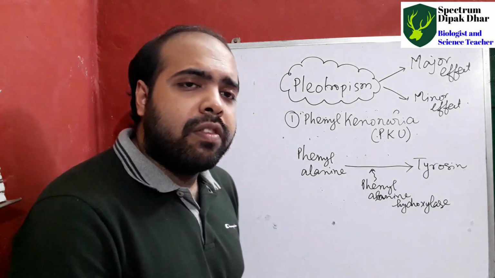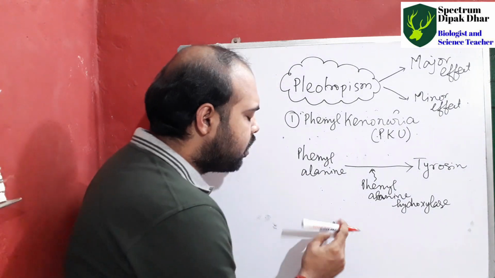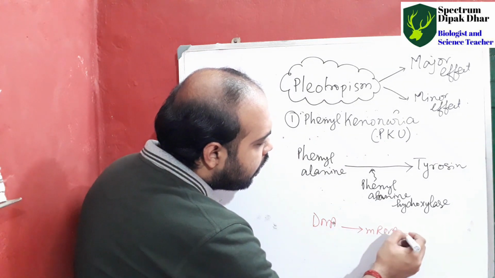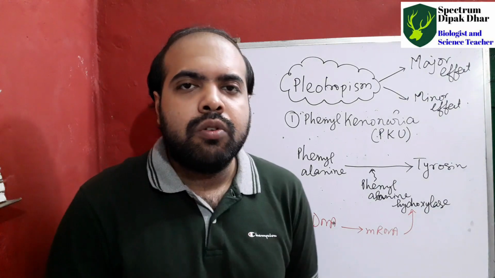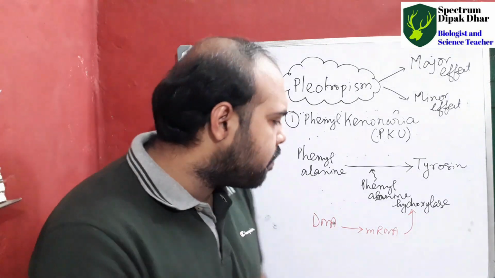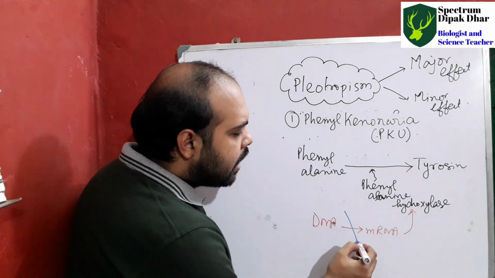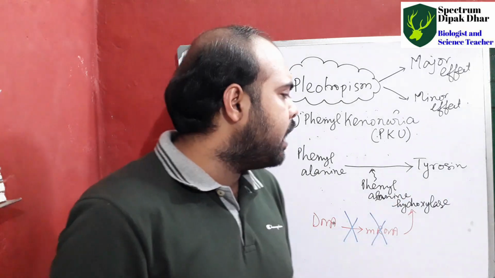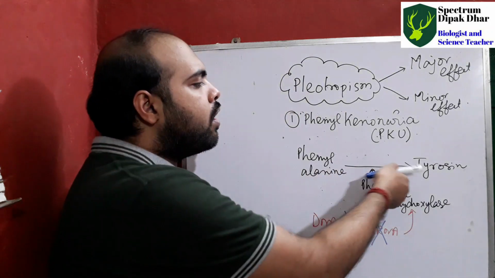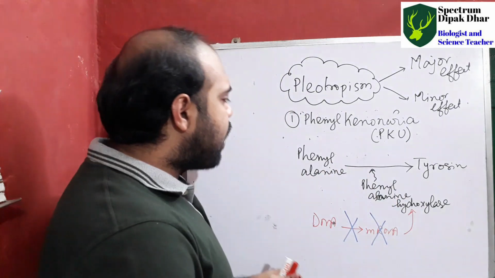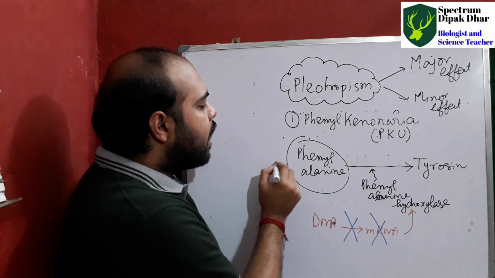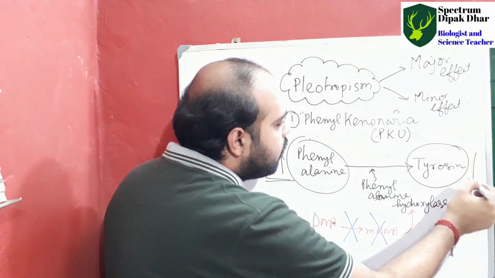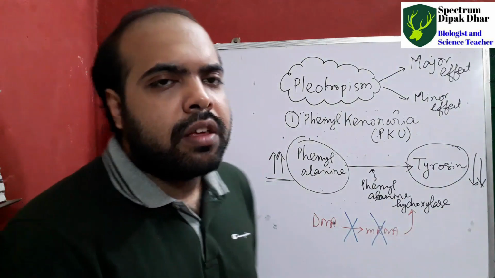Now, where is this mutation occurring? The DNA is transcribed into mRNA, and the mRNA is translated into a particular enzyme. The mutation occurs here, so from the DNA, mRNA is not produced. As a result, the mRNA is not produced for phenylalanine hydroxylase, and phenylalanine will not be converted into tyrosine. So there will be accumulation. Phenylalanine will be increasing in the blood, and tyrosine will be decreasing in the blood.